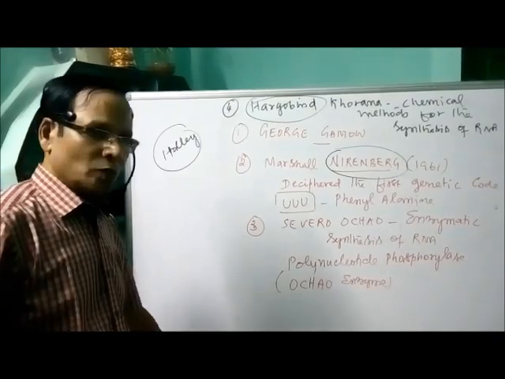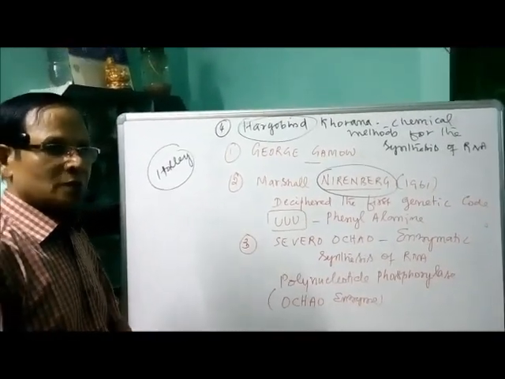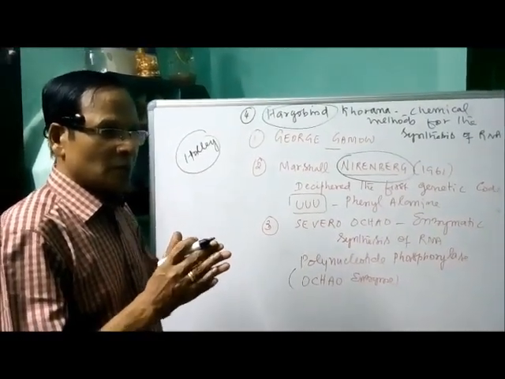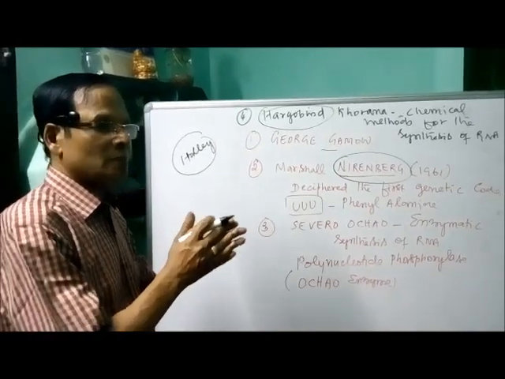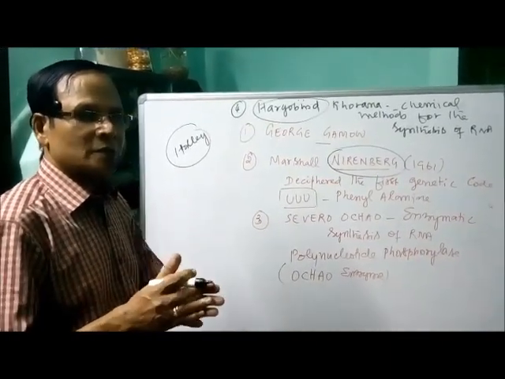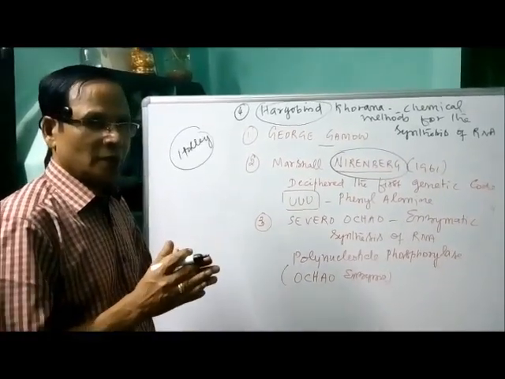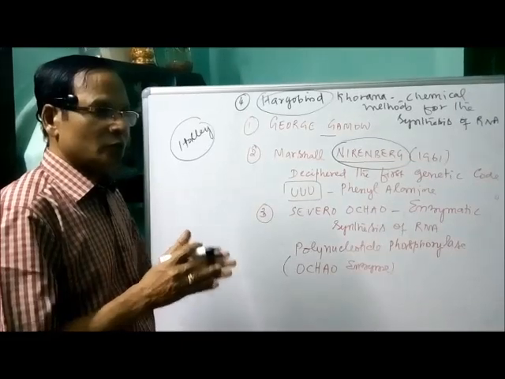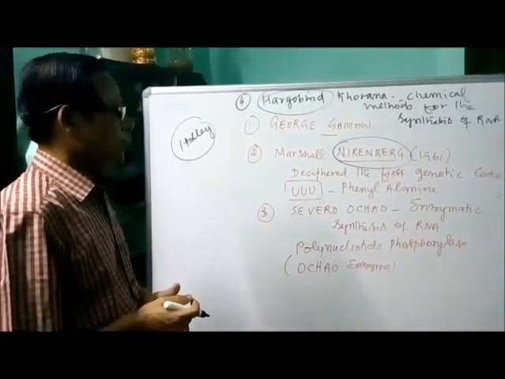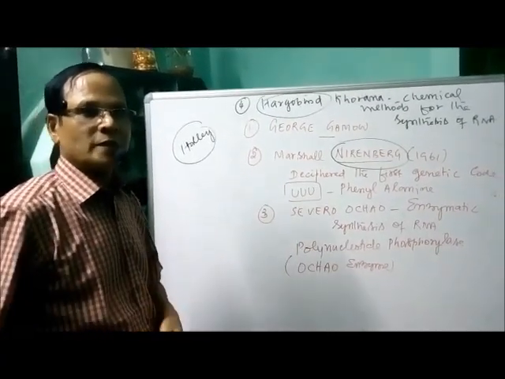Now I would like to say only one statement: the sequence of bases in mRNA will determine the sequence of amino acids in a protein. Now we have to go further into the properties of the genetic code in the next class.